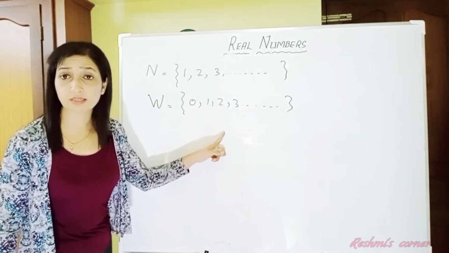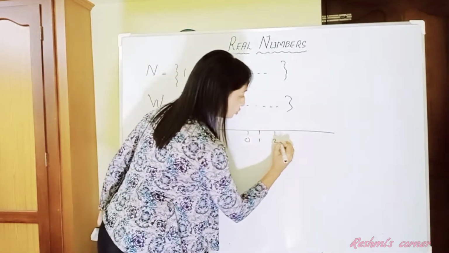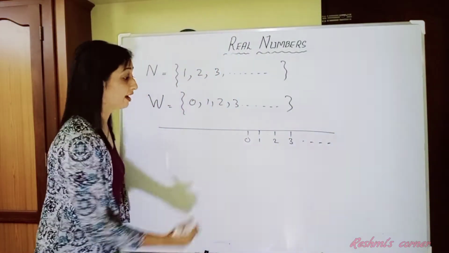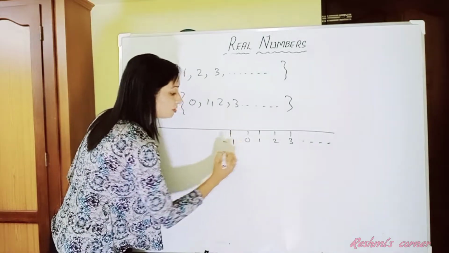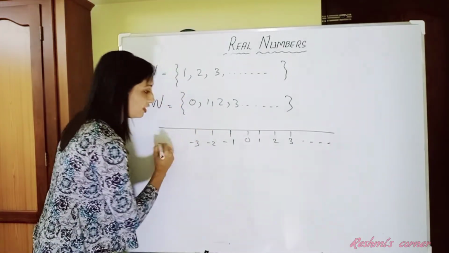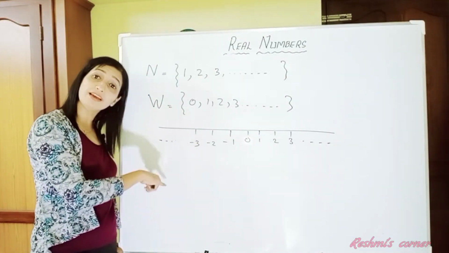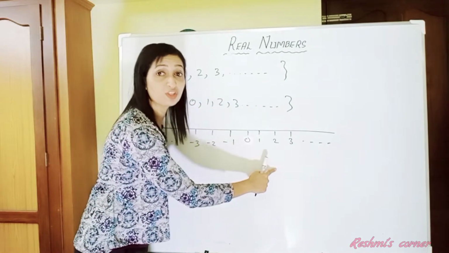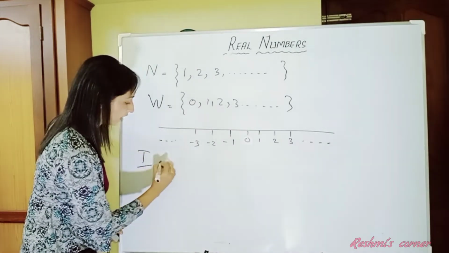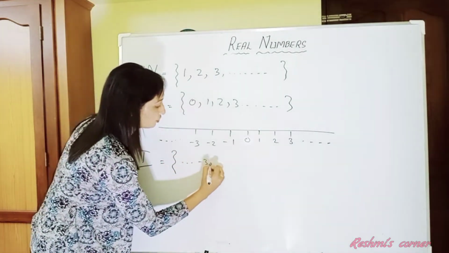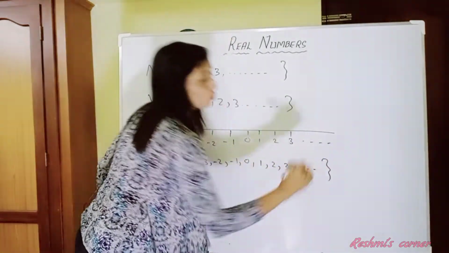Now what if I represent this set on a number line? So I draw a number line 0, 1, 2, 3 and so on, and I'm going to write the negative integers also on the number line. So that becomes -1, -2, -3 and so on. Now this set of numbers which contains all the negative integers along with the positive integers and 0 is known as the set of all integers. So I can write it as -3, -2, -1, 0, 1, 2, 3, and so on.